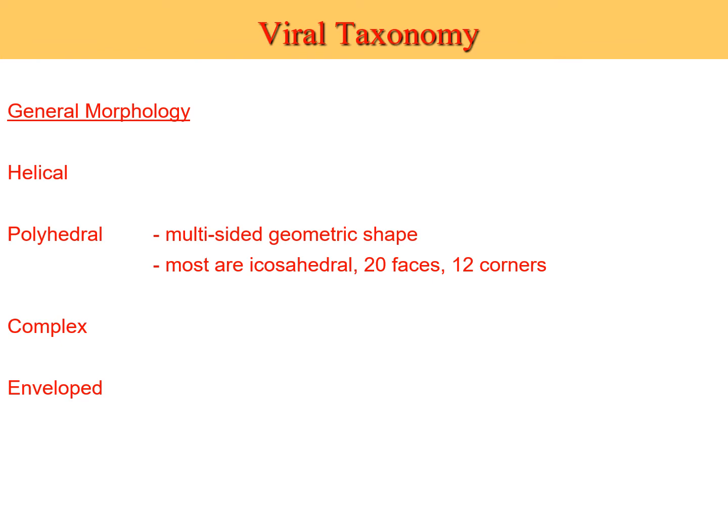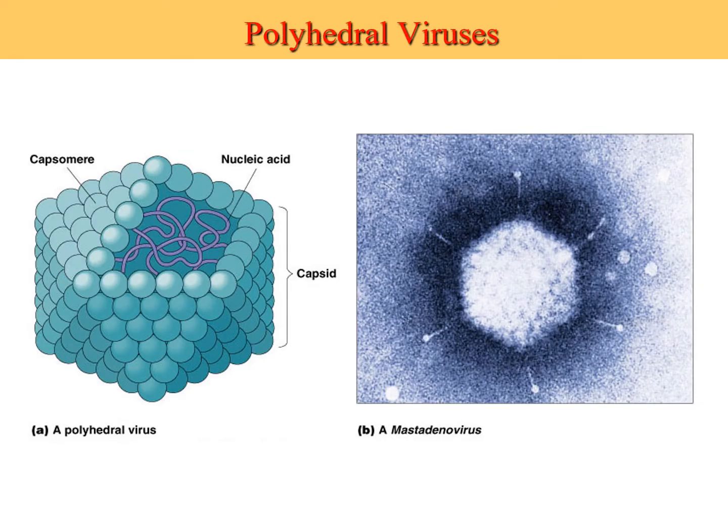Polyhedral ones are multi-sided geometric shapes, very much like crystals. Many, not all, are what are called icosahedral in shape: 20 faces, 12 corners. And what is meant by that is this. So here you can see that it has these flat, planar, triangular faces, and there are 20 of them, and there are 12 corners.